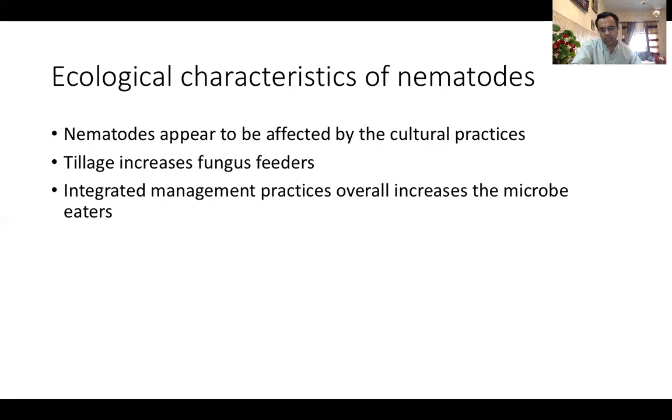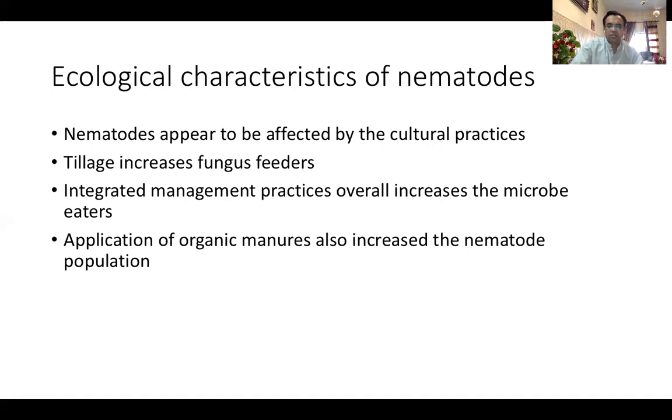Then integrated management practices have been observed to increase the microbe eaters. And organic manure application also increased the nematode population. This may be related to the increase in organic matter content of the soil. When we apply more organic matter in the soil, it will increase more detritus eaters.